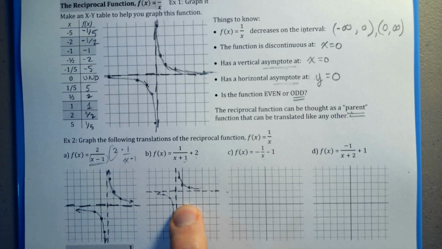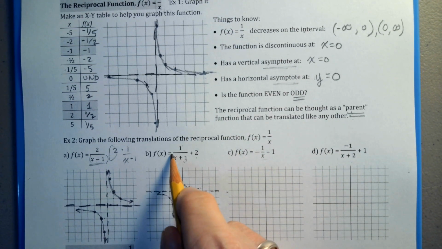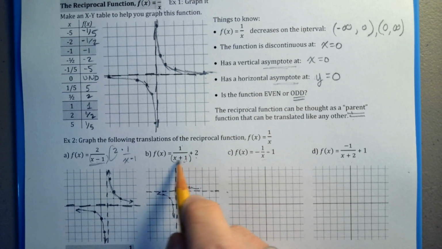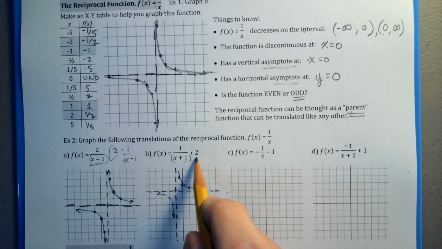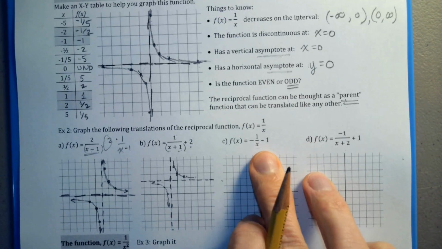So from the origin, it shifts over 1 and up 2. The x plus 1 is always the opposite, so it went to the left 1. And then it went up 2 because of that. All right, so let's think about what this one looks like.